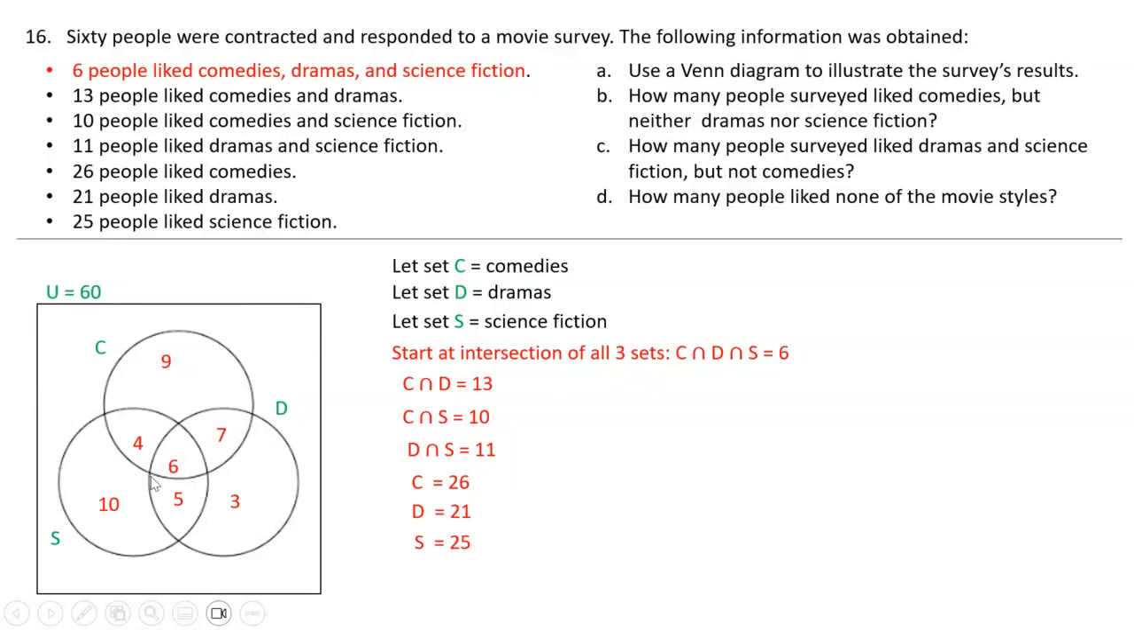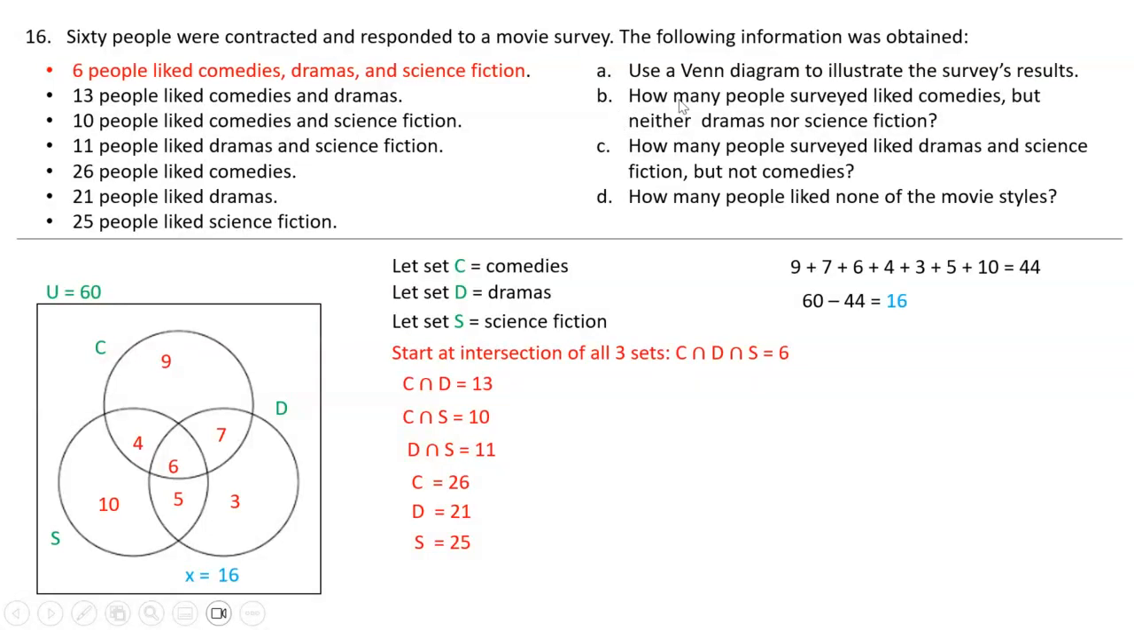Now, are we done yet? No, because they're saying that the total has to be 60. Let's see if this gives us 60. Okay, I'm going to add them up. I got 9 plus 7 plus 6 plus 4 plus 3 plus 5 plus 10, which is 44. 44 is not 60. So we subtract 44 from 60 and it gives us 16, which means 16 will be out of the sets but inside the box. That's 16. This is the answer for the A part.